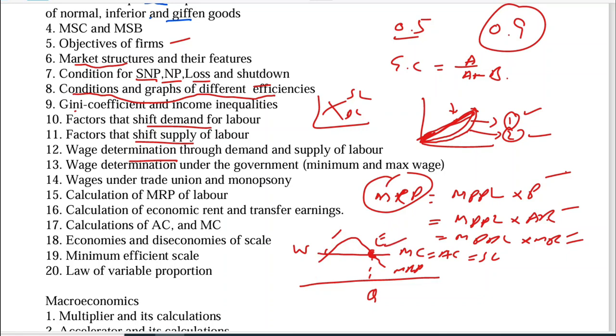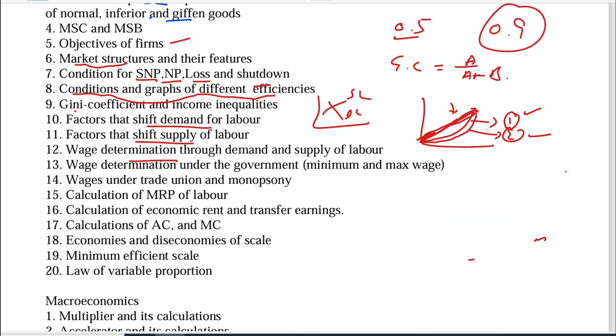Transfer earnings and economic rent are important things that generally come in the exam. Okay, so MRP, economic rent and transfer earnings are the other economic concepts that are tested in the exam. Economic rent is the amount of money that is sacrificed by selecting another job. Transfer earnings are the next best alternative earnings that a worker receives from the next alternative job.